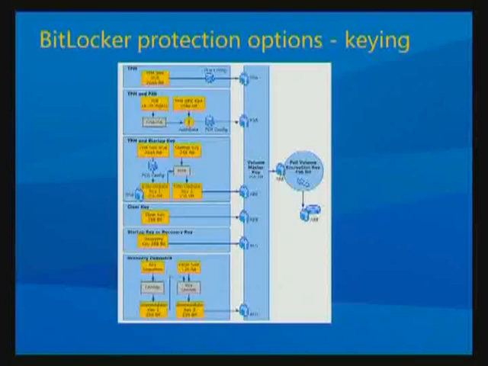So we're talking about keys. Let's talk real quickly about key abstraction. So we've got a concept of the volume master key. That's the large band that runs from top to bottom. It is an intentional layer of abstraction from the full volume encryption key.